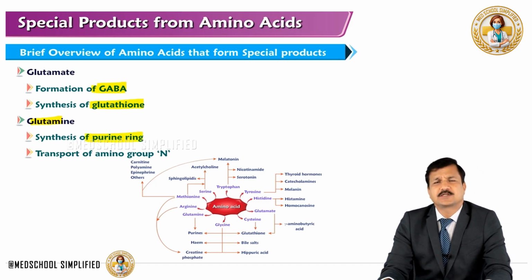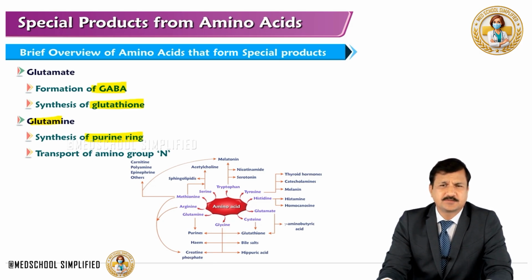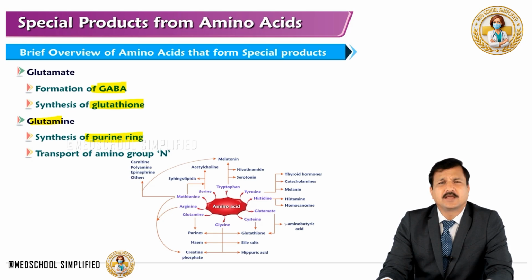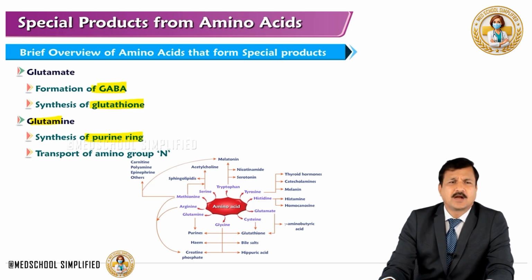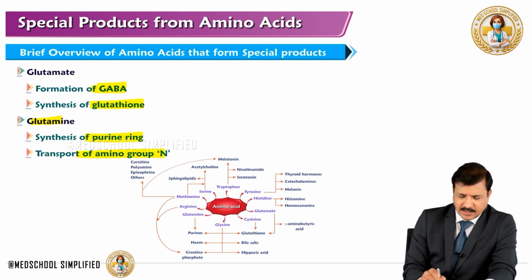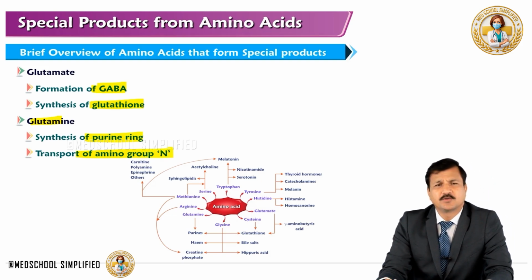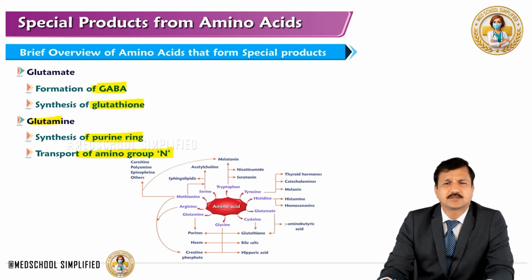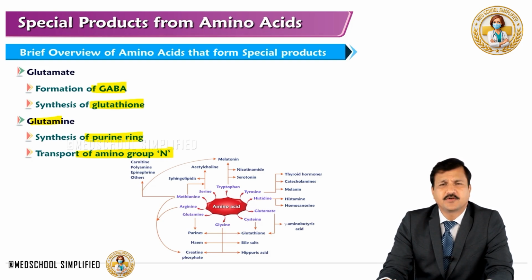Some of the nitrogens present in the purine ring come from glutamine, especially the N3 and N9 nitrogen atoms of the purine ring. And also glutamine is involved in the transport of amino group nitrogen from the peripheral tissues all the way to the liver for the detoxification process.